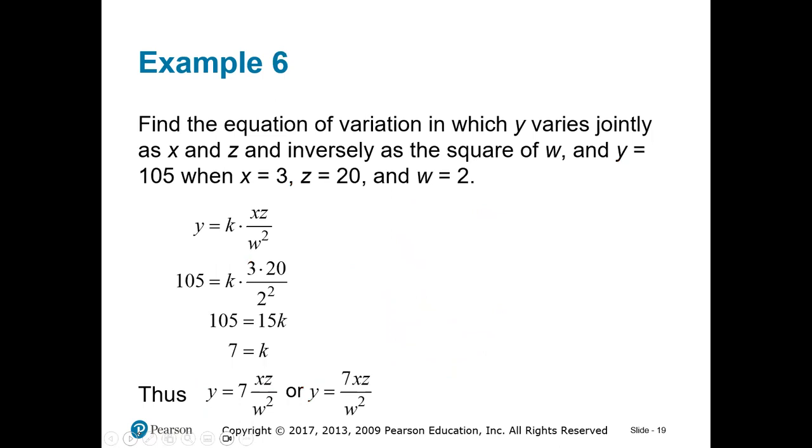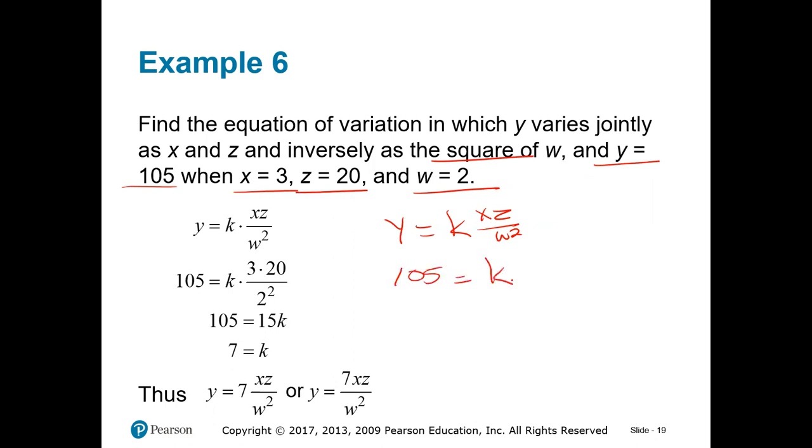Now next, it says find the equation of the variation in which y varies jointly as x and z and inversely as the square of w. And y equals 105, x equals 3, z equals 20, and w equals 2. So we have this, a lot more going on. We have this equation here, and we're just going to plug in what we know. 105 for y. We don't know what k is because it's what we're solving for. 3 for x, 20 for z, and then w is 2, and we're squaring it.